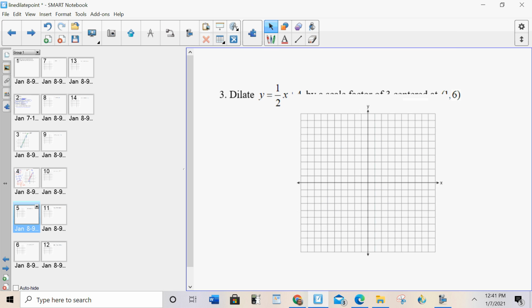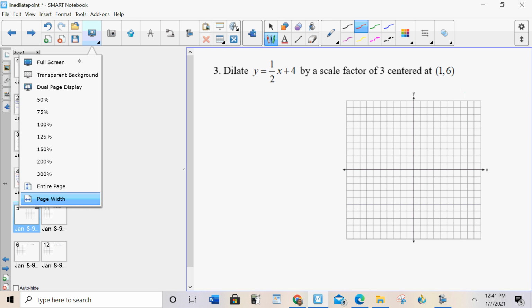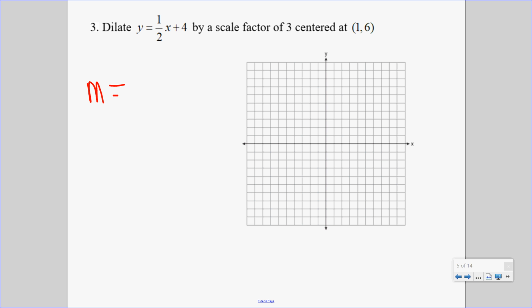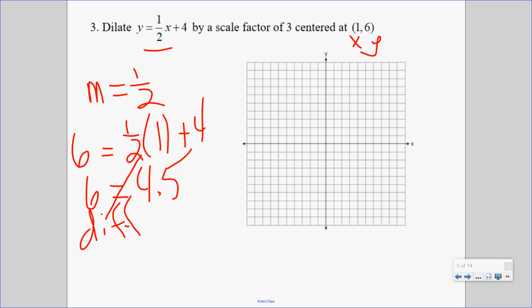Number 3. Line dilations, parallel, keep the slope. Center on the line, sub x and y. 1/2 times 1 is 0.5 plus 4 is 4.5. It is not on the line. So I know that it must have a different b. That's really what I'm most concerned about.